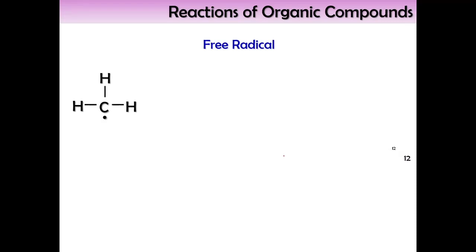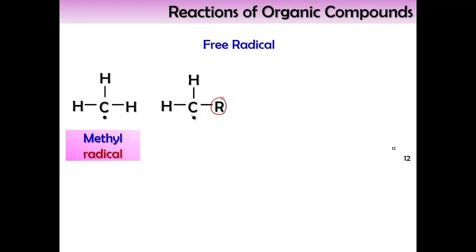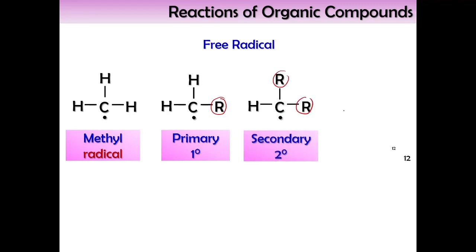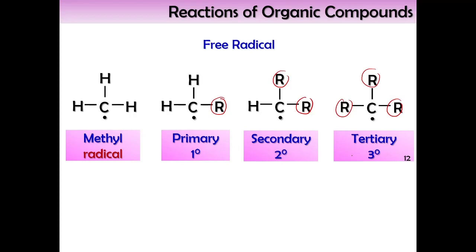The same thing applies for free radicals. This one is a methyl radical. If you have one alkyl group attached to the carbon with the free radical, with one unpaired electron, it will be primary. If you have two, it will be secondary, and if you have three, it will be tertiary. And remember, do not call this 1 degree, 2 degree, 3 degree. Primary, secondary, tertiary is the correct way to say it.